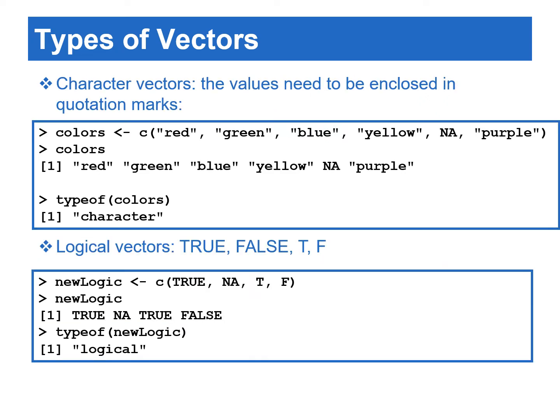Similar to creating a numeric vector, we can also create character or logical vectors by using the C function. The values that are used for the character vectors need to be enclosed in quotation marks. And values for logical vectors can be either TRUE or FALSE in uppercase, or using uppercase T for true, and uppercase F for false.